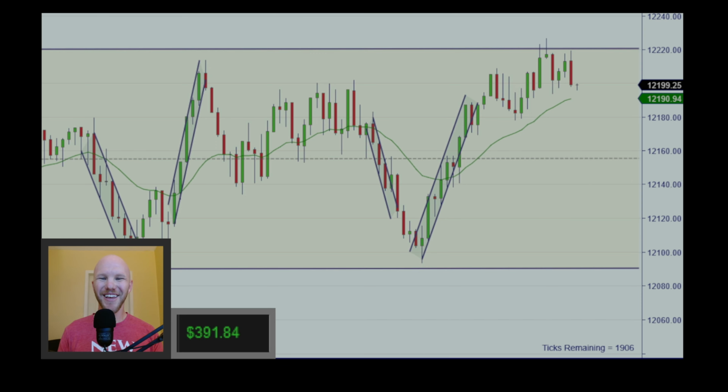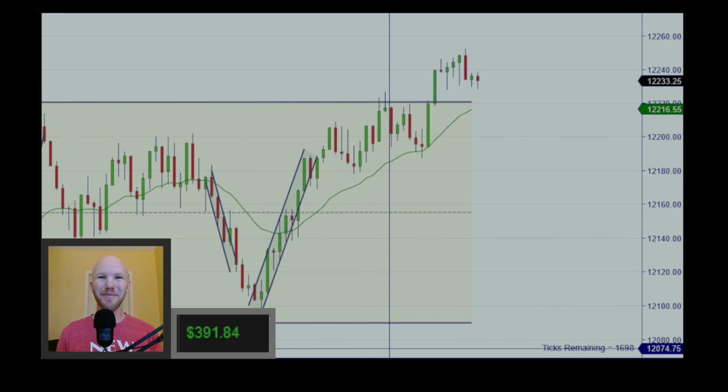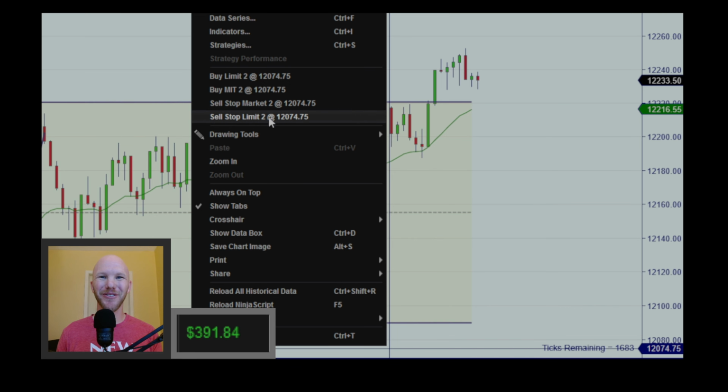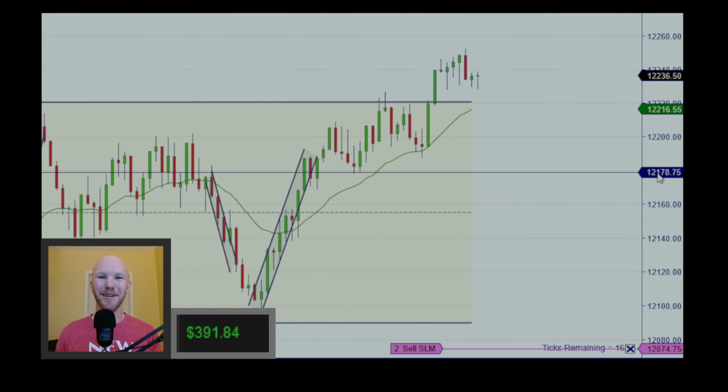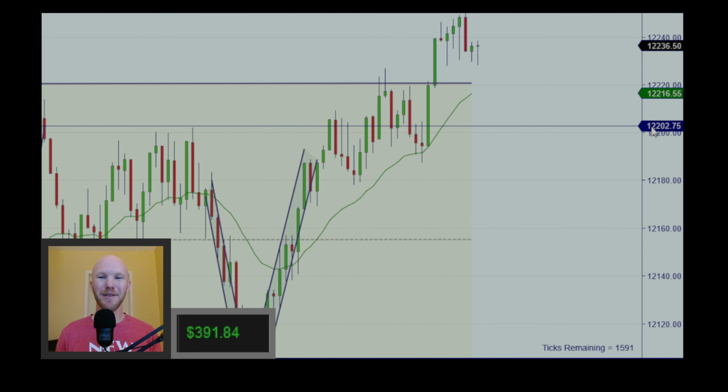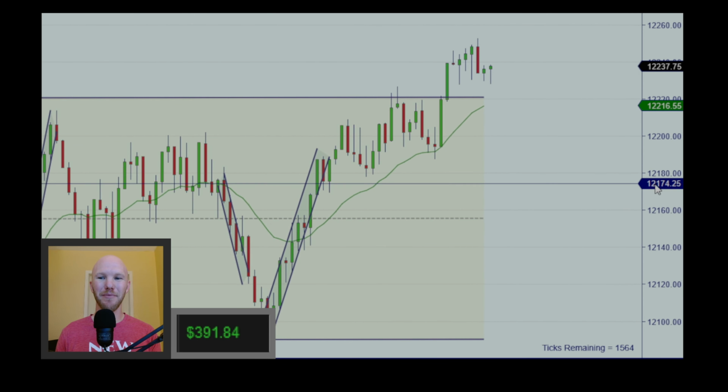There we go. Okay, filled. Awesome. Got our first trade, 1-0 on the day for 391 bucks so far. Excellent. And we got another trade setting up here. So I'm going to get my order ready. We had a breakout of the range, so we can expect the breakout to fail, at least temporarily.